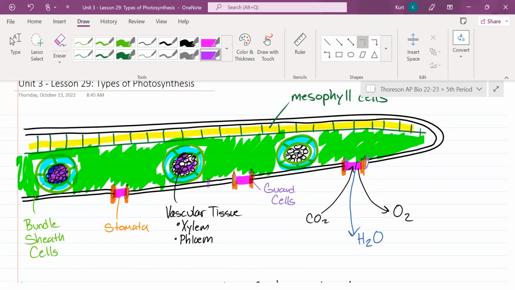These sections are what the bundle sheath cells are surrounding. It's called vascular tissue. If you have ever taken a leaf and you've kind of just been bored and you're peeling it away and you have the veins on a leaf, like the veins in your hand or your arm, those veins are the vascular tissue of a plant, the xylem and the phloem. Xylem goes up from the roots, delivers water to the leaves. Phloem goes down, delivering sugar from the leaves to the roots.